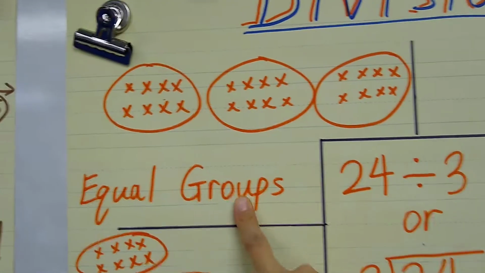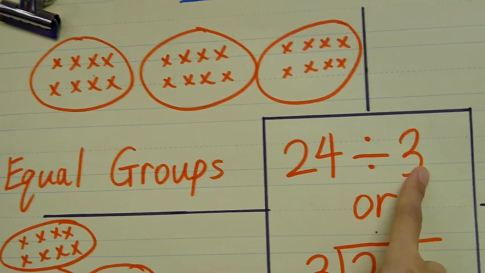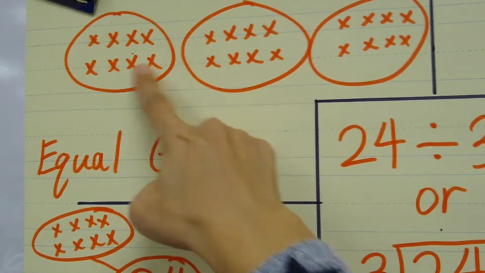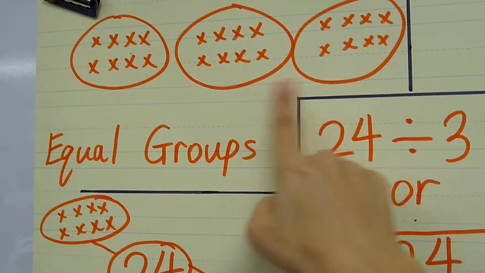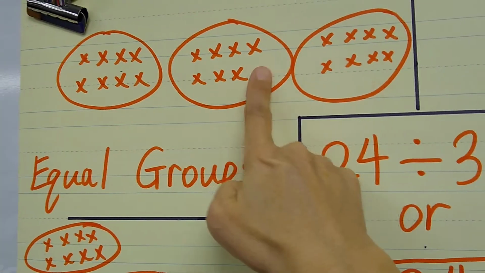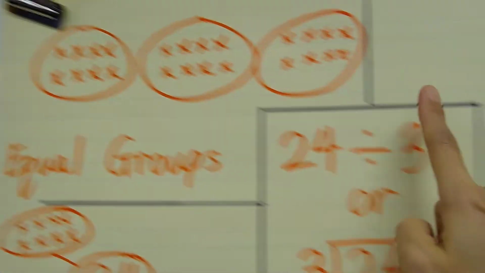You can use equal groups. You draw 3 groups because we are dividing it by 3. And then you go 1, 2, 3, 4, 5, 6. Keep counting off until you get to 24. Then you would see there are 8 in each group. And your answer is 8.